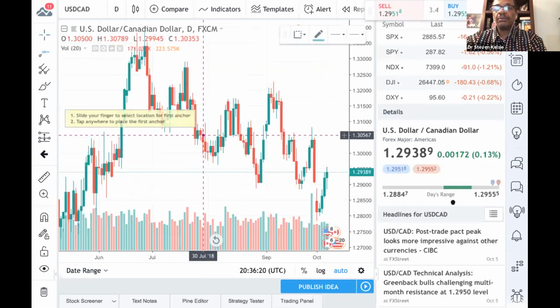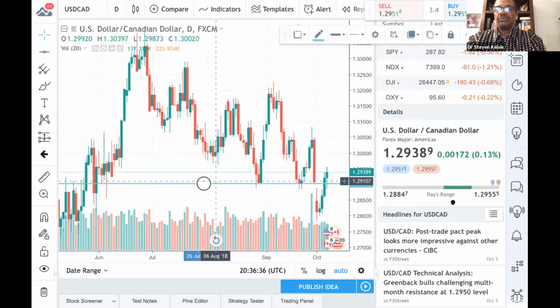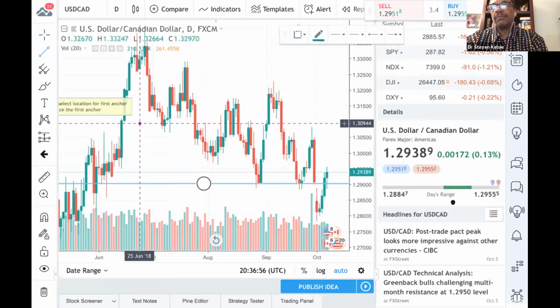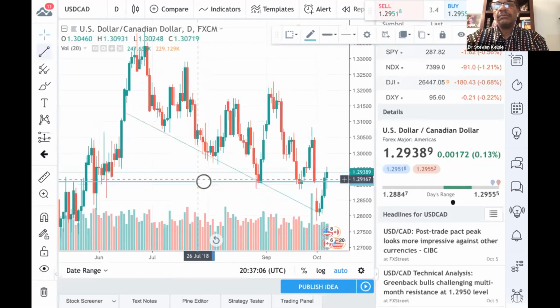Let me draw my floor out. My support line. See that? We'll make it bigger. Y'all see that? This broke down there. Okay? So I broke my support. All right? Now I get my trend line. So it's a downtrend, right? Y'all see that?